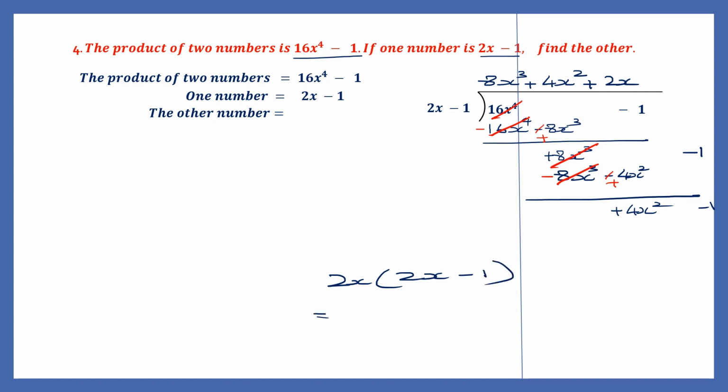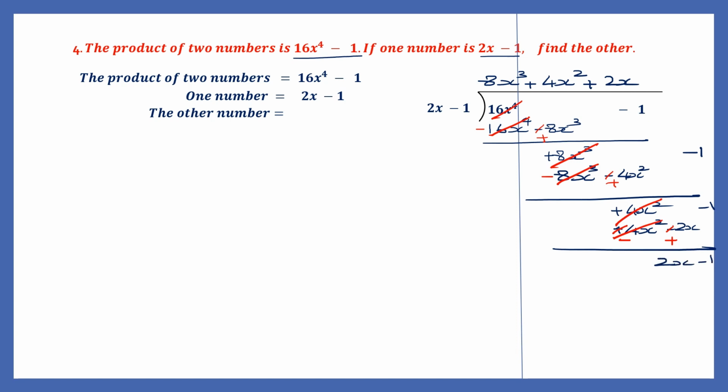First multiply this with this. 2 2s are 4. 4x square. Then multiply with minus 1, minus 2x into 1 is 2x. So this is what we have here. We're going to write it below. So let's write that plus 4x square minus 2x. So this we're going to subtract now. So change the sign. This is minus and this has become plus. So now what do we have here? These two will get cancelled and here we have 2x minus 1.